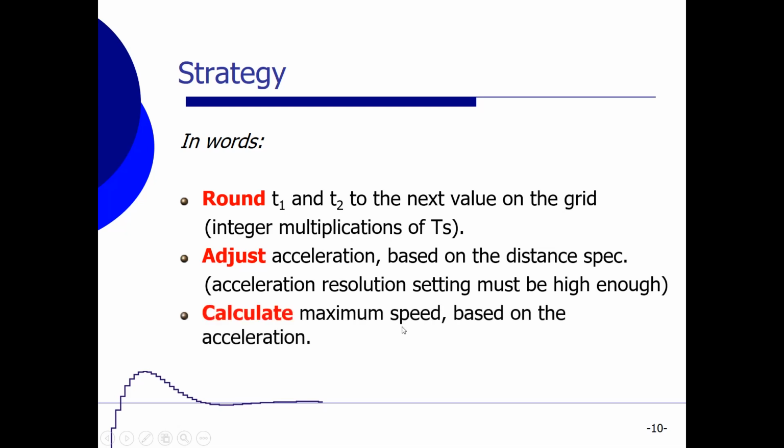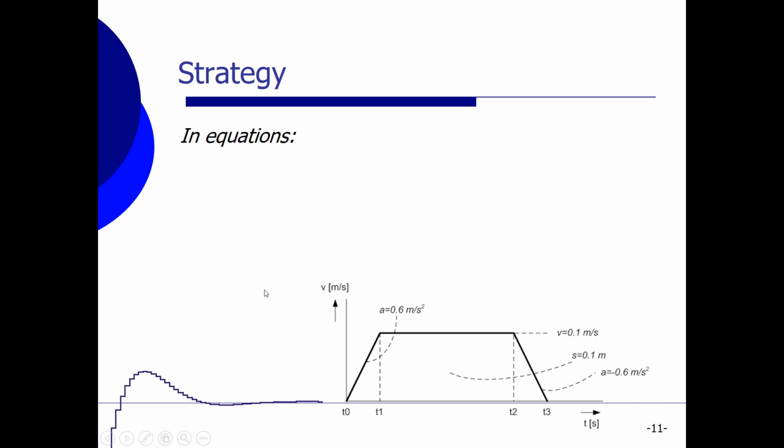And then we have to calculate again if we don't exceed the maximum speed, because we have a new acceleration and a new t1, of course. So that is our strategy. So in equations, our strategy looks like this.